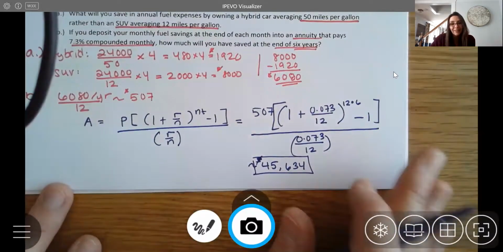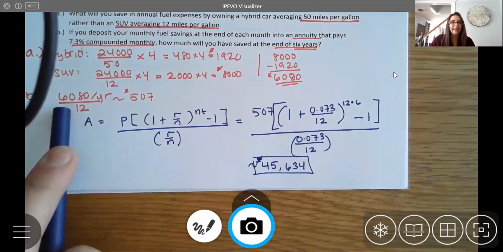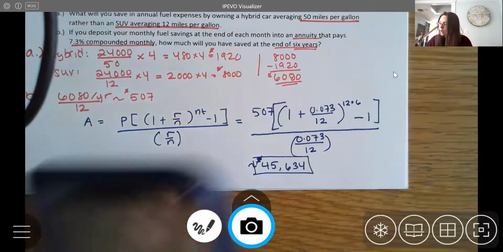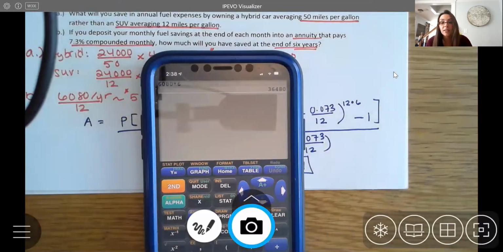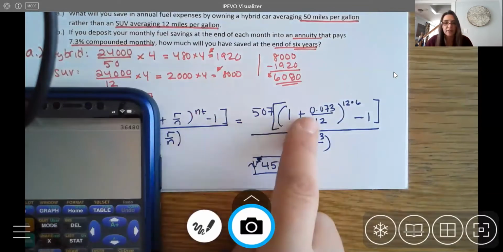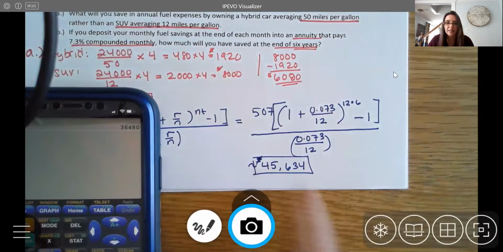So that's pretty crazy, right? If you're saving, you're going from $6,080 a year. Now, if you just put that aside, let's say you just kind of kept it in a drawer or something like that. Well, that $6,080 over 6 years would still give you $36,480, right? So that's a lot of money there. But if we're investing it into a good account that has a pretty good interest rate of 7.3%, then you can even make more. So you're going to increase that amount by $9,000 by investing it.